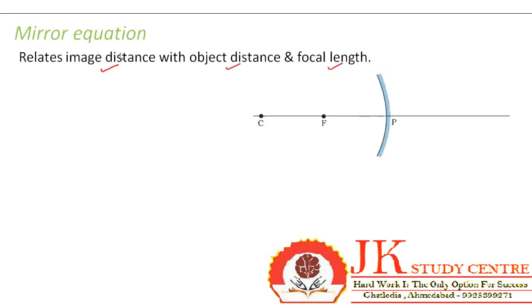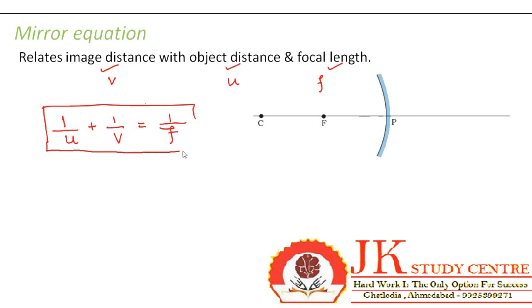Now, as a matter of convention, we denote image distance by V, object distance by U, and focal length as F, right? So what is my mirror equation? Mirror equation is, the mirror equation goes something like this. It says that 1 by U plus 1 by V is equal to 1 by F. So this is the mirror equation which relates the image distance with object distance and focal length.